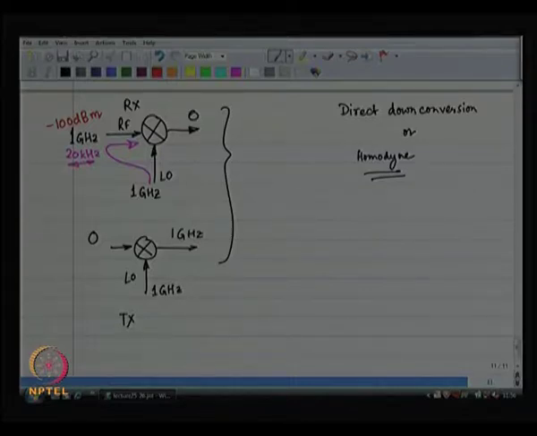Now, from the input of the antenna, of course, there is the LNA gain, etc. Let us say the LNA has a gain of 20 dB. So, you have got minus 80 dBm at the mixer input. Now, at the LO terminal, you are generating something which is a perfect tone at 1 gigahertz, but has a power level of 0 dBm.